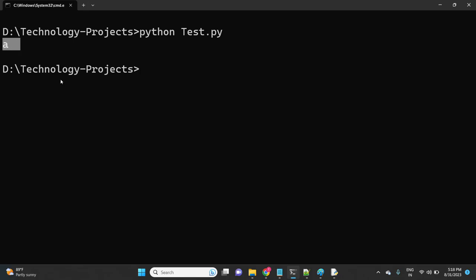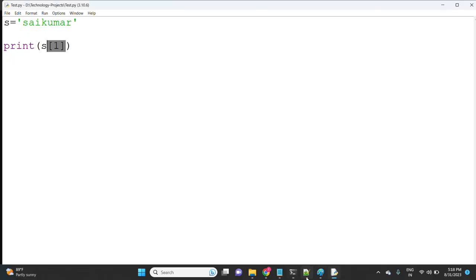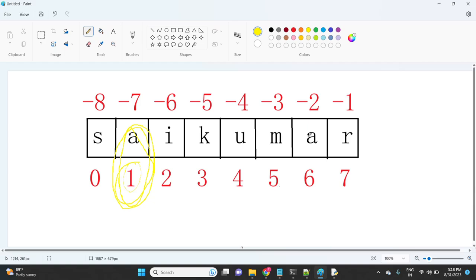Okay. We are getting A. Now observe in the same way what I will do. I want the character at the sixth position. So what is the character at the sixth position? A. Here also A.